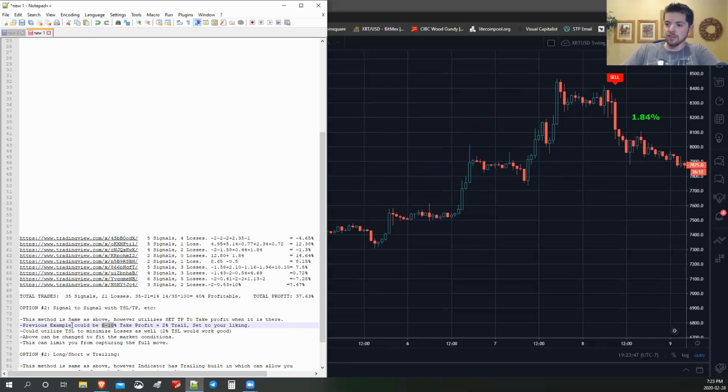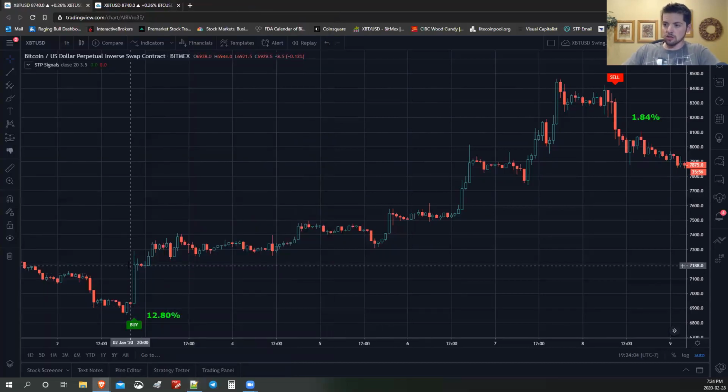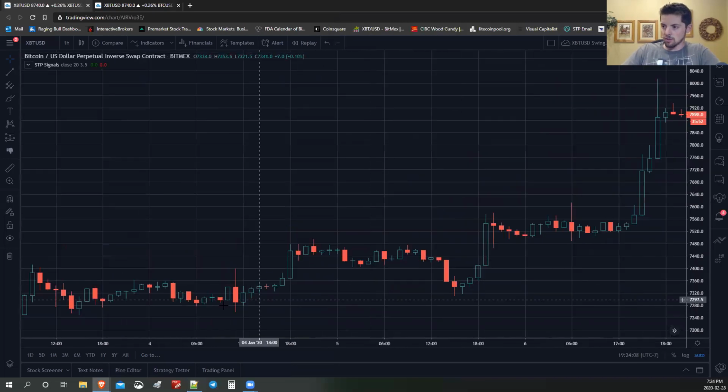So the previous example could be 6 to 10% take profit and 2% trail set to your liking. This can limit you from capturing the full move. You could also utilize TSL, or trailing stop loss, to minimize losses as well. So 2% TSL would work good. Same thing here. Let's just zoom in and show an example.